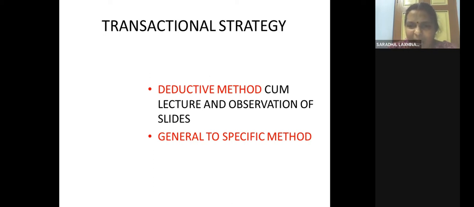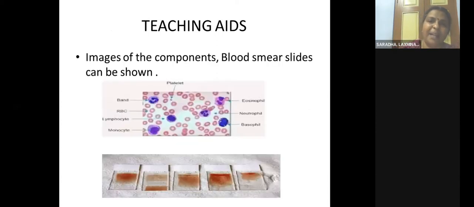Inquiry-based method means we can ask questions and get the answers. Most of the biology classes will become very interesting if you ask them a lot of questions, and after getting the answers from the child, you grab the concept. So that will make the class very interesting. Shall I proceed? So for the components of blood, I felt these are the better transactional strategies.